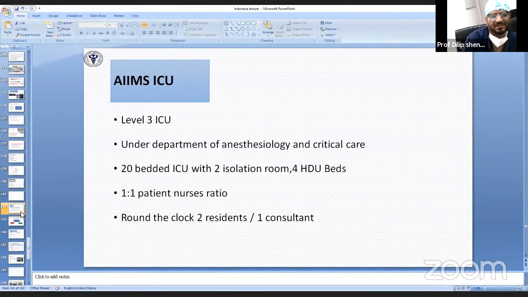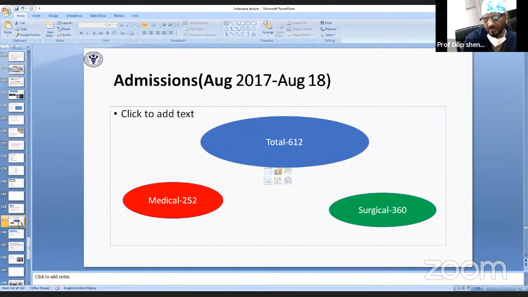So last, I will come to our ICU. We have a level 3 ICU run by the Department of Anesthesiology and Critical Care. We have a 1:1 nurse ratio. Round the clock, residents and consultants are posted. Our turnover is more than 600 patients monthly, and 50% are medical.